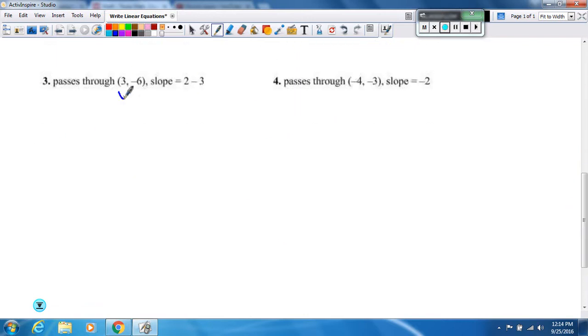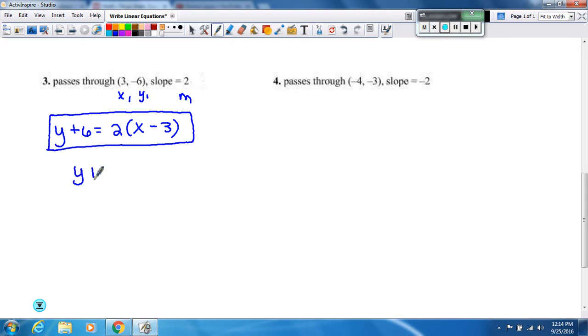The next one, this is x sub 1, y sub 1. The slope, I'm not sure what that's supposed to be. Let's just go ahead. I think that's a typing mistake. Let's just call it a slope of 2. We'll call that m. Okay, so y and the opposite of the y they give you. The opposite of negative 6 is positive 6, equals m, your slope, which is 2, times x, and the opposite of the x they give you. The opposite of positive 3 is negative 3. That is the point-slope form.